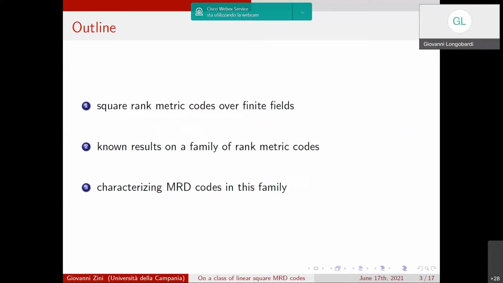No, you did indeed. I'll start nevertheless with some preliminaries on rank metric codes, and then I'll focus on a specific family of codes for which we have obtained some results and some characterizations of the MRD property.